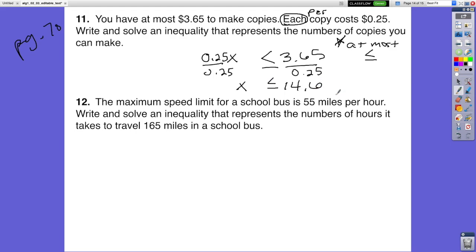So if you write this as an answer, I'll take that. It's totally fine. If you want to step it up and show me you really understand the problem, it means that, and you can even write it in words, at most, you can make 14 copies.